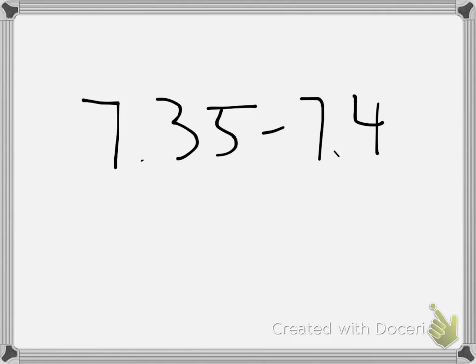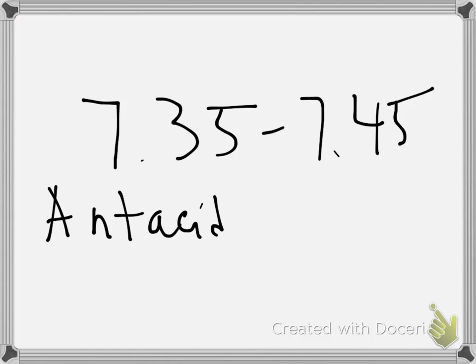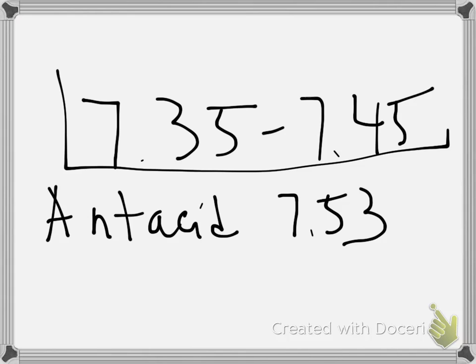I really don't have anything to draw for buffers. A buffer system is nothing more than the body's attempt to correct an imbalance. So let's just say if our blood pH is 7.35 to 7.45, let's just say we ate the wrong kind of food and we take an antacid. What would an antacid do? An antacid would make our pH higher, right? It's trying to get rid of all the acid. So let's say the antacid, if we took too much of it, brought our pH up to a 7.53, which is out of the normal range of blood, 7.35 to 7.45.